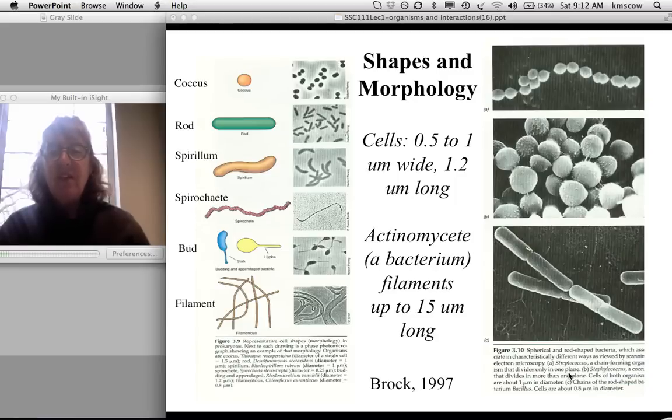And then there is a filamentous bacterium in a group called the actinomycetes that may have filaments up to 15 microns long, but there's still going to be this diameter of, rule of thumb, about a micron. And there are some other shapes as well, but they're not as common in soil.